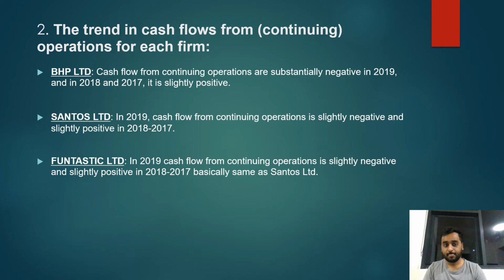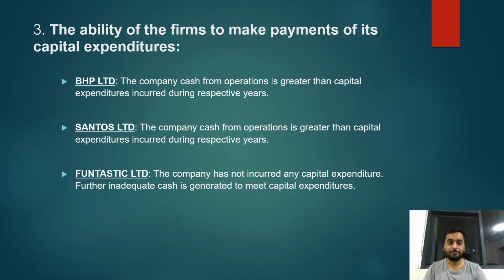So in this trend in cash flows, Santos and Fantastic Limited are going up. As we go to the next slide, this is the third point, the ability of the firms to make payments of its capital expenditure. For BHP Limited, the company's cash from operations is greater than capital expenditures incurred during the respective years. For Santos Limited, the company's cash flow from operations is greater than expenditure incurred during the respective years. Fantastic Limited has not incurred any capital expenditure, which further indicates cash is generated to meet capital expenditure.